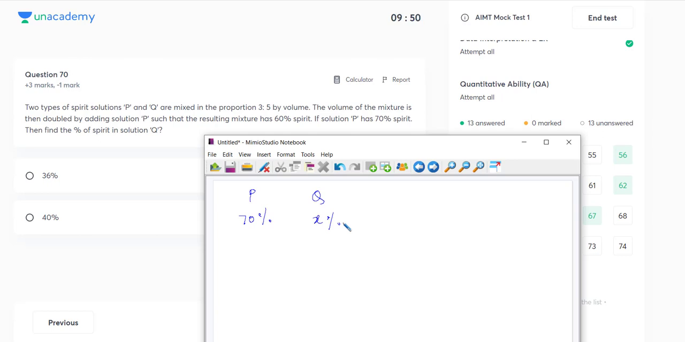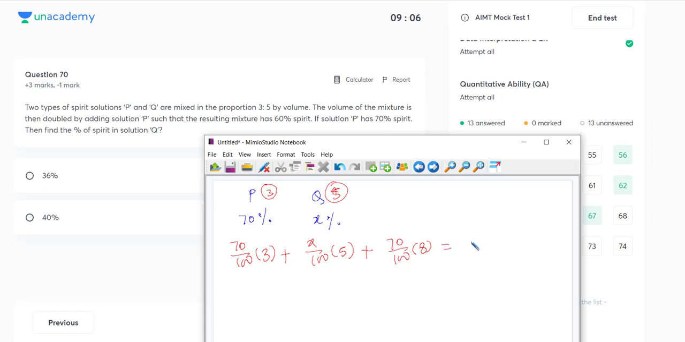Okay, the solutions are mixed in a proportion 3:5, and the volume of the mixture is then doubled by adding solution P. So what I'm going to do is I will take 3 quantity of this and 5 quantity of this. So 70% of 3 plus x% of 5. Now I am going to double it, which means I am going to add 8 liters of P, which means 70% of 8.